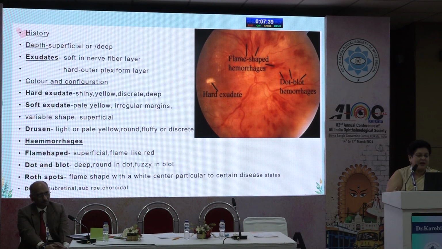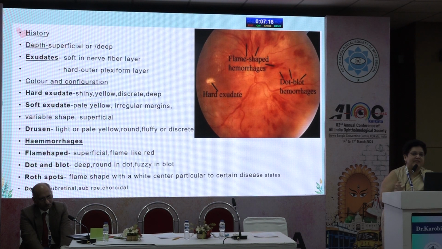Hemorrhages could be flame shaped, superficial, flame-like, red; dot and blot, a little more round or a little fuzzy, at a slightly deeper layer; and Roth spots, where you have a flame shape with a pale center, particular to certain diseases like endocarditis, though you can get it in other conditions like anemia. And you have to see whether it is deep: pre-retinal, which is different. They have all spoken about pre-retinal, so I'm not going to touch that. Then subretinal, sub-RPE, or in the choroidal layer.